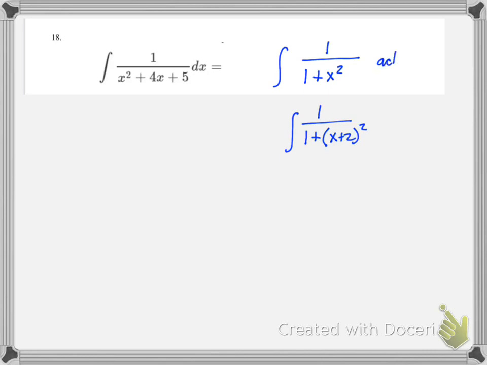This would be arctan of x plus c, and this would be arctan of x plus 2 plus c. And so I really need to complete the square. That is going to allow me to make this look like a perfect square and use arctangent. So let's think about what it would look like to complete the square here.